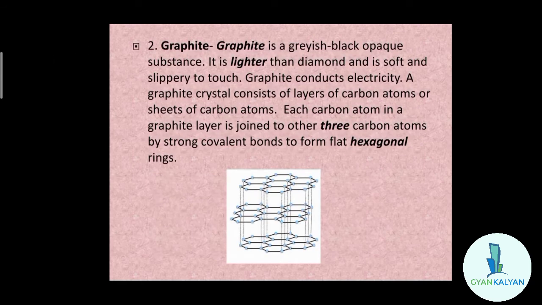Next is graphite. It is another allotrope of carbon. So let us see how it is. Graphite is a greyish black opaque substance. It is lighter than diamond and is soft and slippery to touch. So graphite is almost opposite to diamond in few cases, like it is lighter than diamond, it is not as hard as diamond, and it is soft and slippery to touch. Again, graphite conducts electricity.